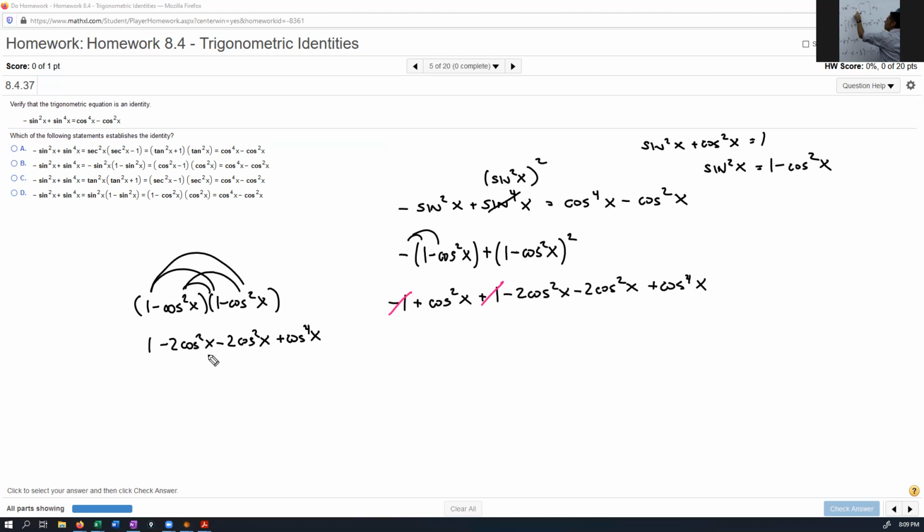Oh, I don't know where I got those twos from. Sorry, this is a 1. I was thinking ahead. This is 1, 1. That's going to be a 1 and a 1. My apologies. So now when I put these together, I have 1 cosine squared x.